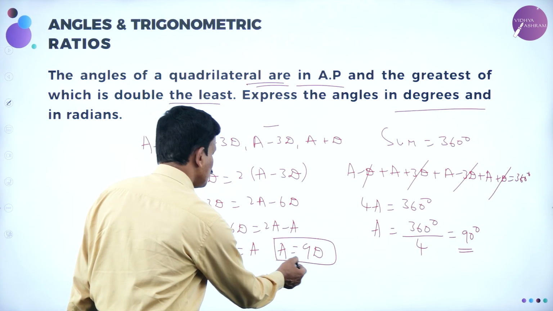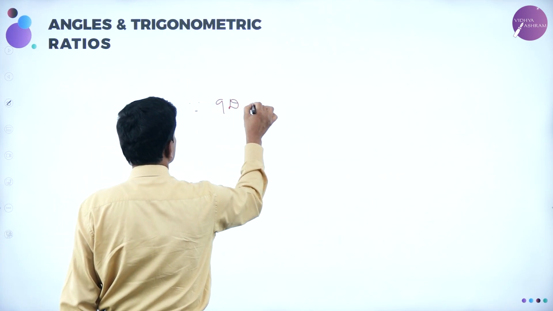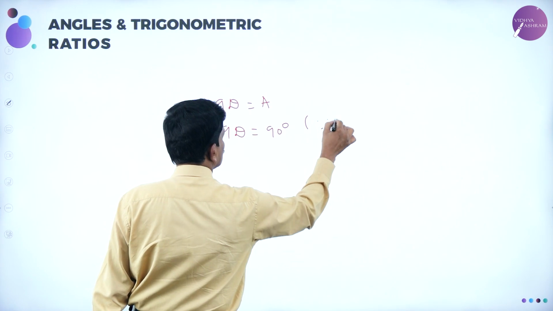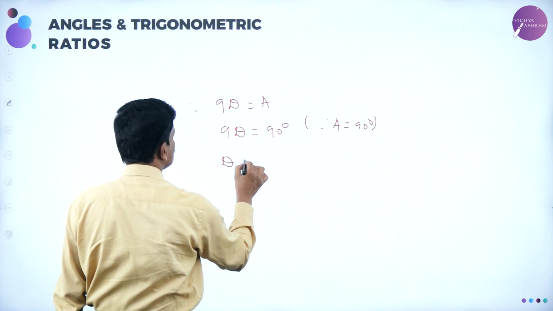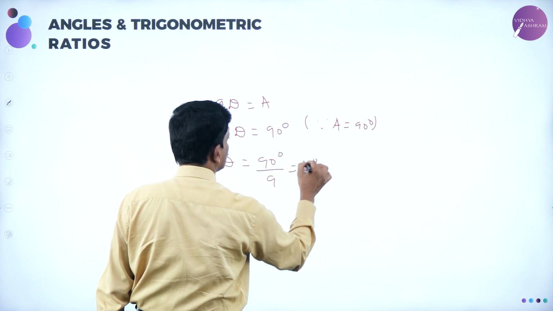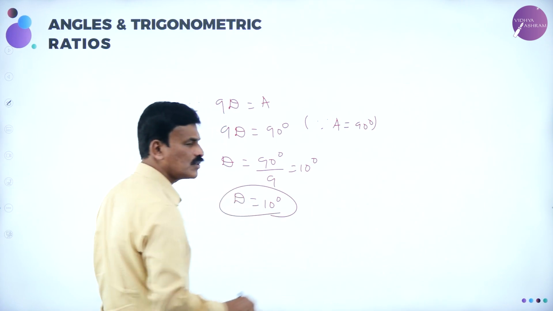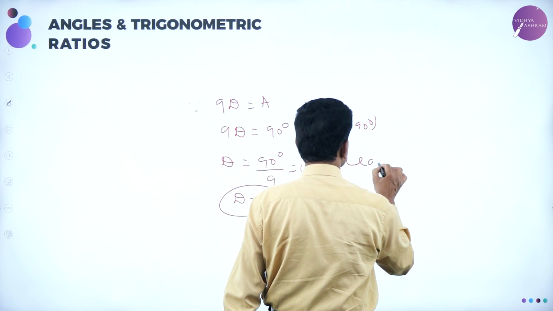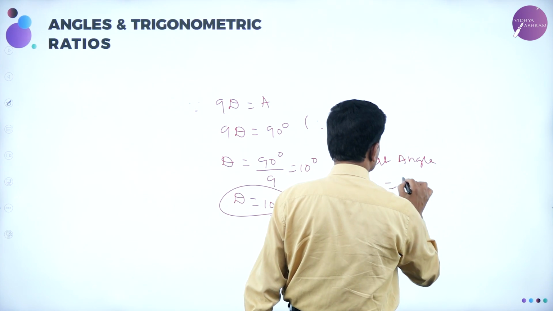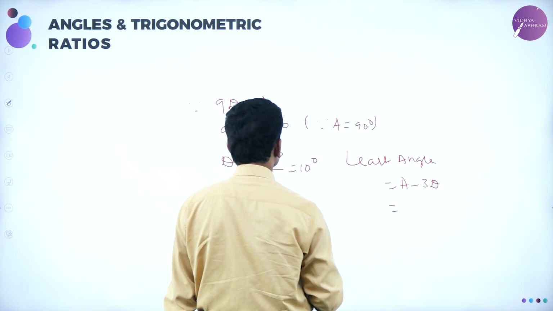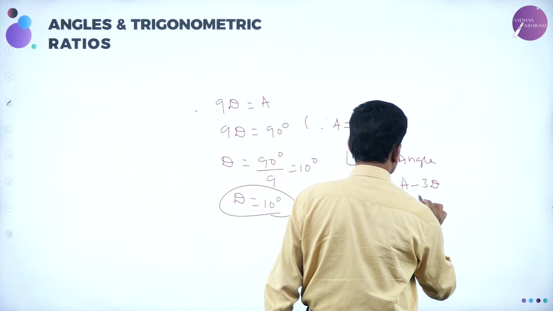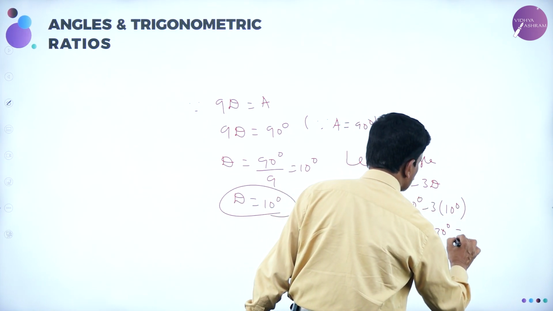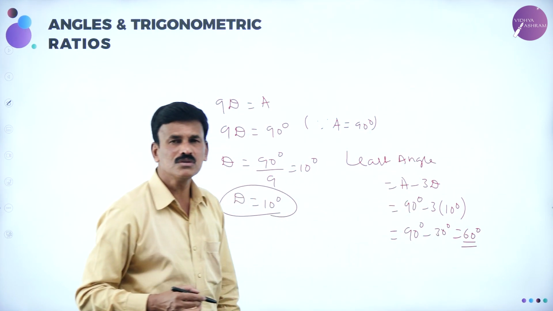Now, what is the relation? We have 9 times D is equal to A. Substitute here A is 90 degrees. 9 times D is equal to 90. Then D is equal to 90 divided by 9, that's equal to 10 degrees. Okay. Now, what is the least angle here? The least angle is A minus 3D. A is 90 degrees minus 3 into D, which is 10. So 90 minus 30, that's equal to 60 degrees. The least angle is equal to 60 degrees, right.